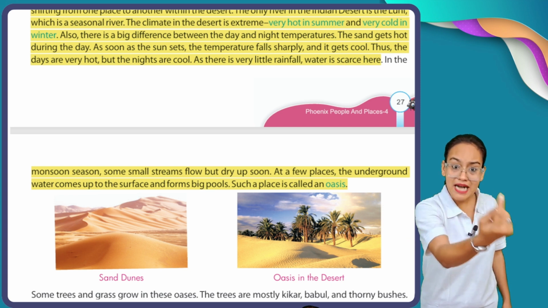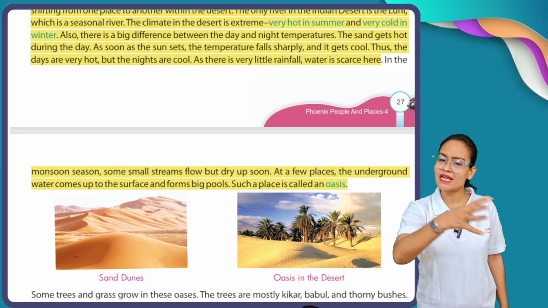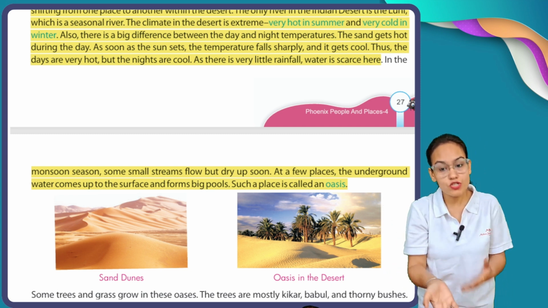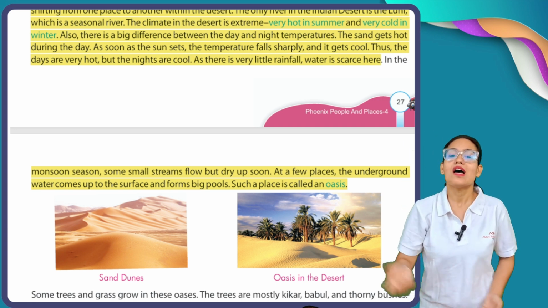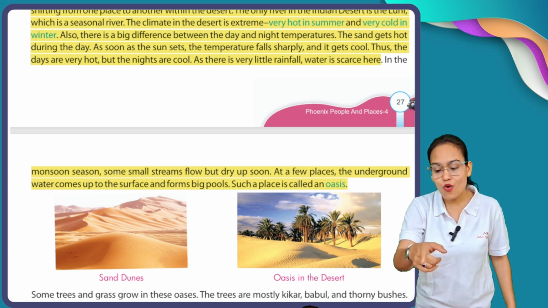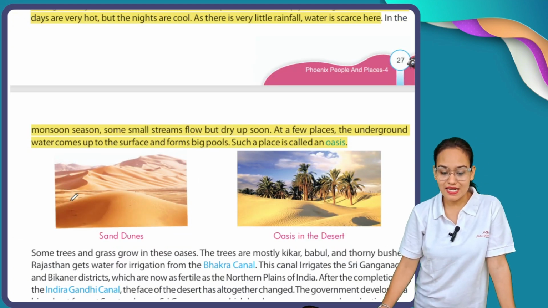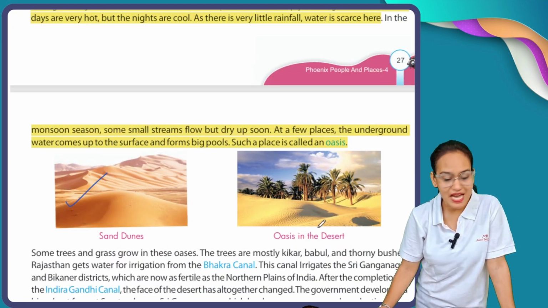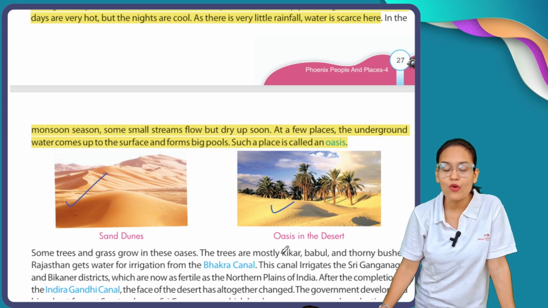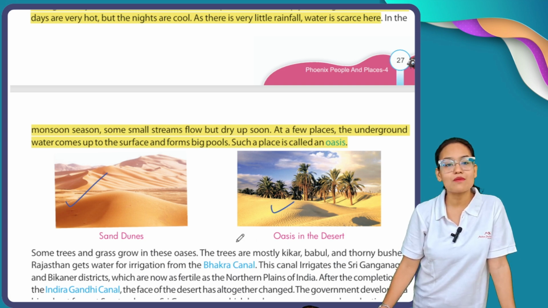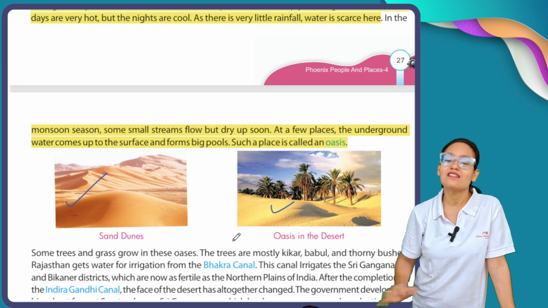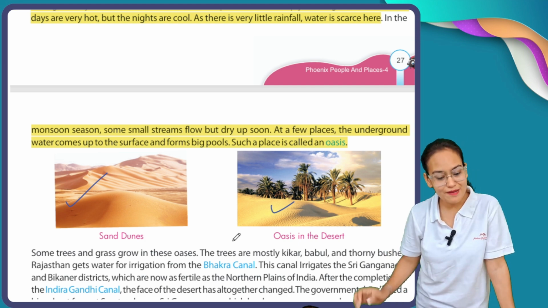So in that circular portion, or maybe any shape, from where water comes up from the underground, that landform is called an oasis. Let's have a look. This is the shape of your sand dunes and this is the shape of your oasis. You can see here palm trees are grown, which means there is water present.